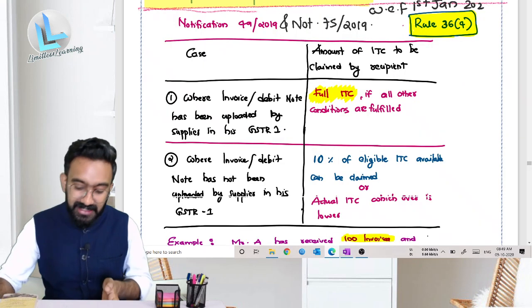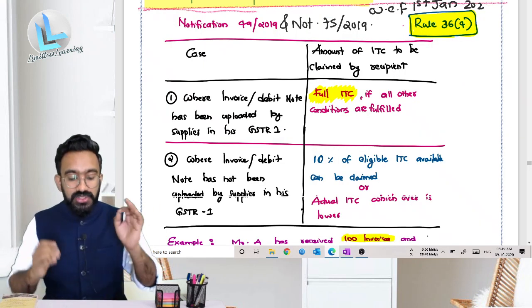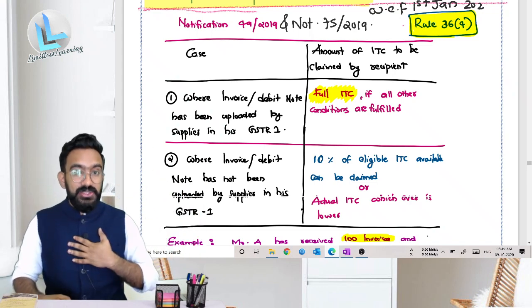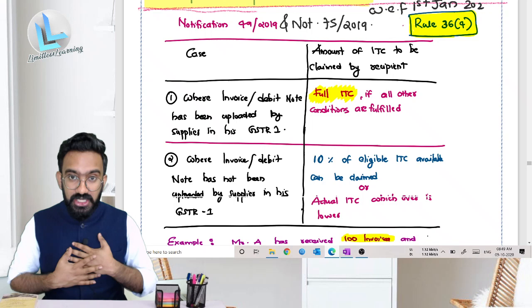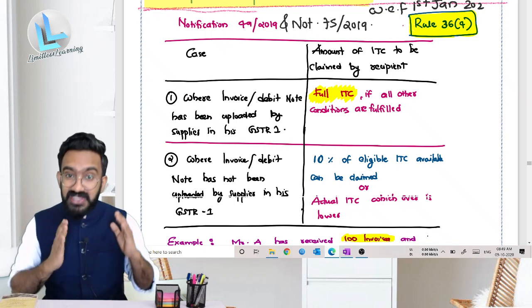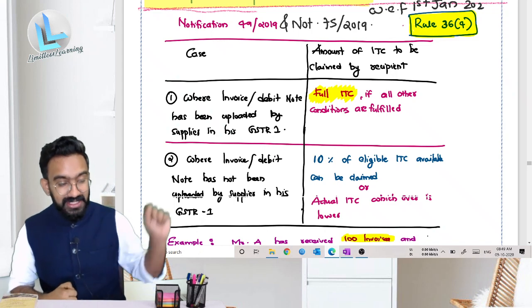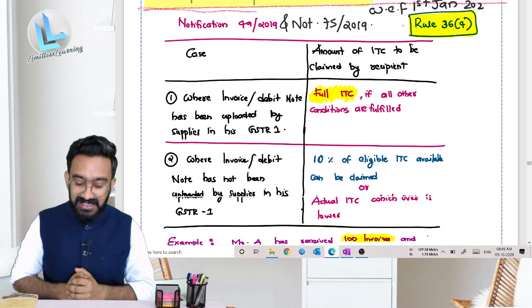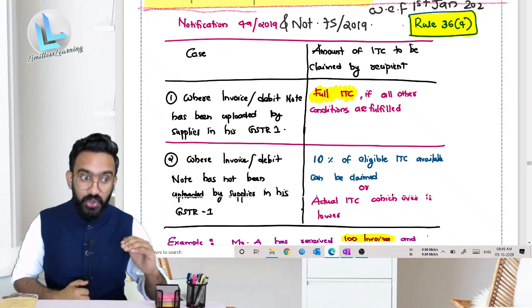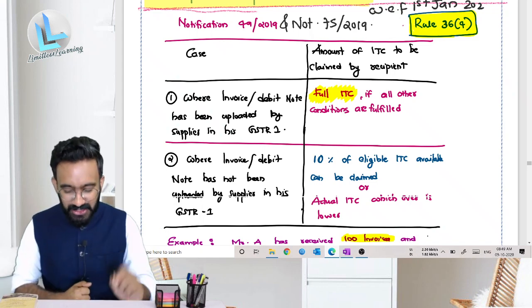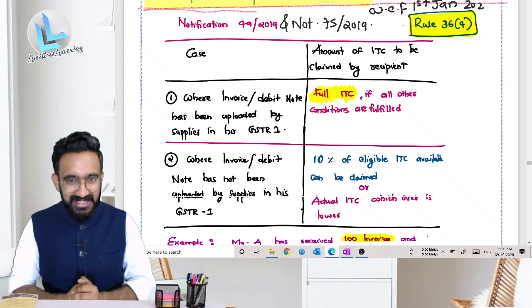Now we can go back and have a read at it. If the invoices or debit notes of the other person are uploaded in their GSTR 1 and available for me to view in my GSTR 2A, then you can take the full credit of such invoices and debit notes. Whatever is not uploaded, you will be eligible to take 10% of eligible ITC available, but you have to see, is it crossing my total ITC that is available on all my invoices? So actual ITC, whichever is lower, is what you can take.